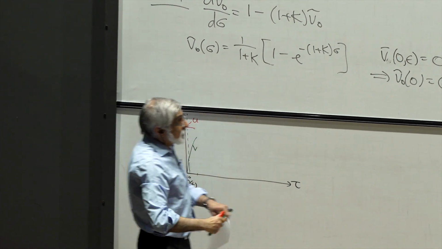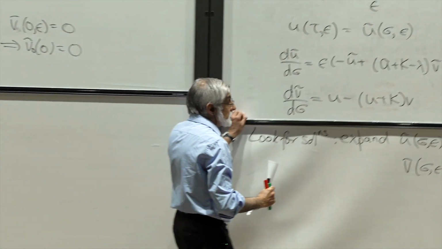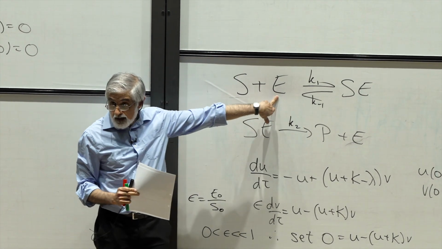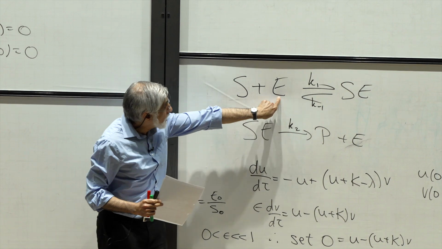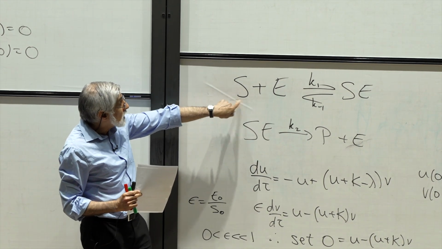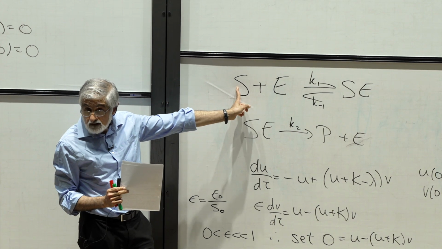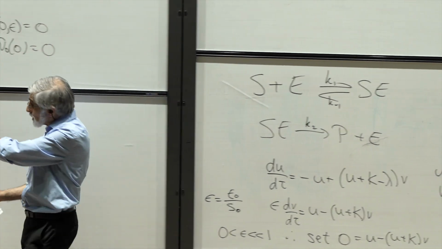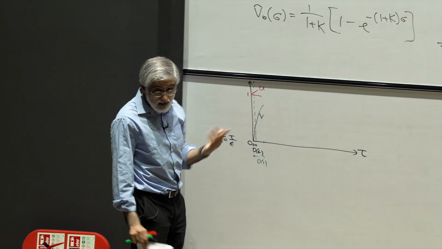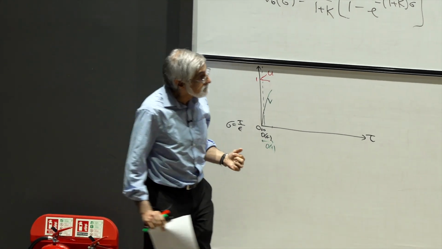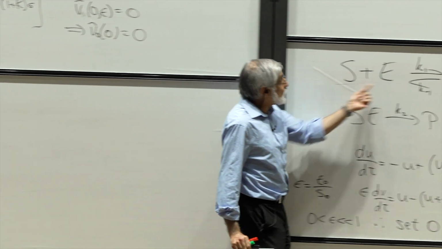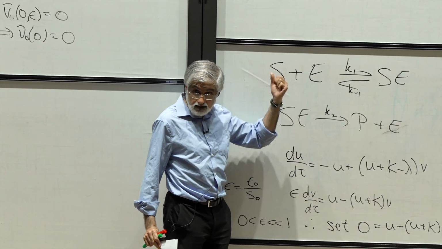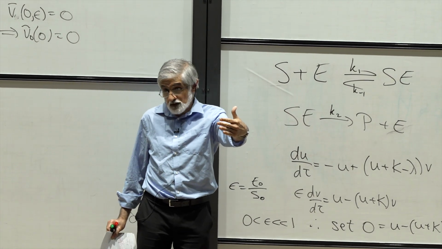We can understand this mechanistically. If s is huge and e is very, very small initially, then when you interact with s, you don't use up much of s. Okay? So s is staying, roughly speaking, constant. And s we've transformed into u, so u is staying, roughly speaking, constant. Okay? But slowly and slowly, as you eat away at s, it's going to decrease. But that's on a long time scale.